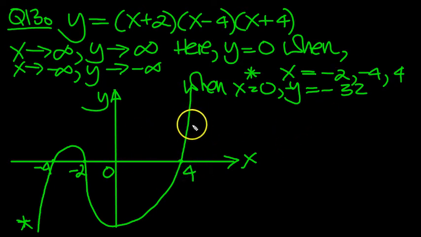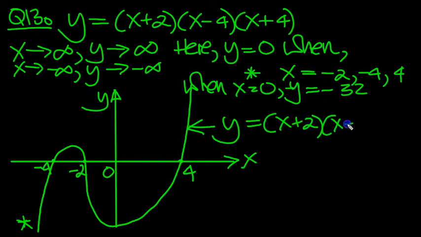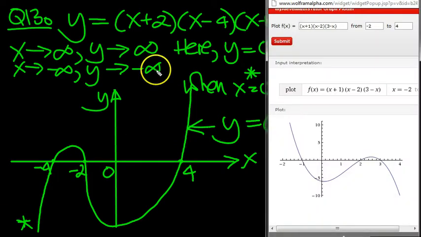But that's the curve, and we can label it y equals (x plus 2)(x minus 4)(x plus 4). And hopefully with a normal pen and paper you should do a slightly better sketch, or a lot better sketch than what I've just done there. So let's check that then. x plus 2, x minus 4, and x plus 4.